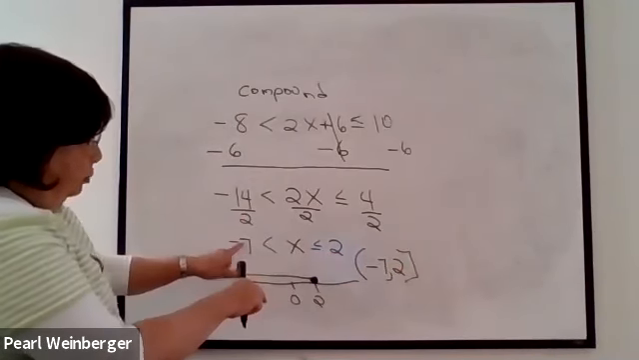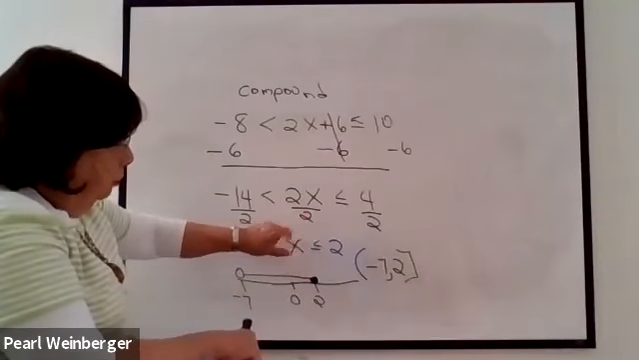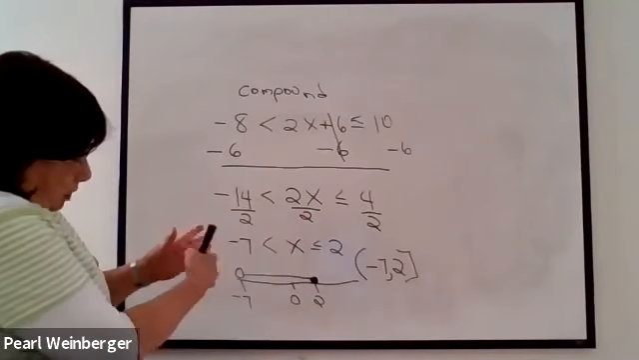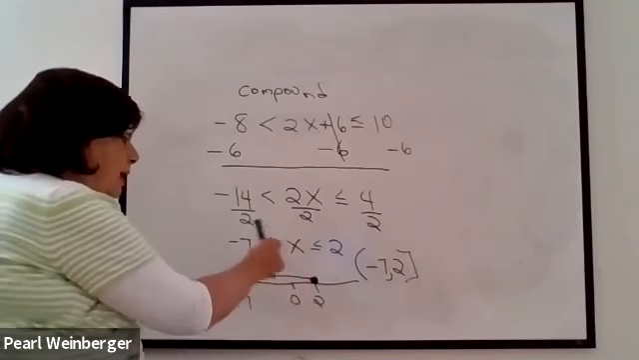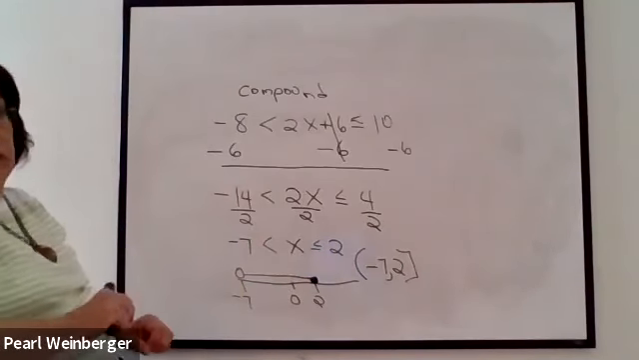Notice how it's just exactly this without the x in between them. It's much more succinct. And these symbols indicate whether it would be a less than or a less than or equal to.